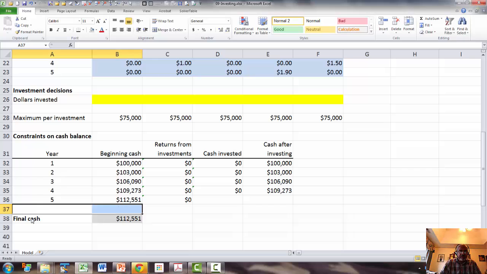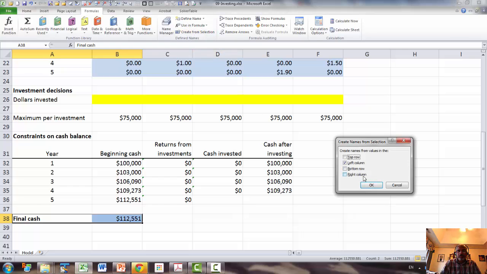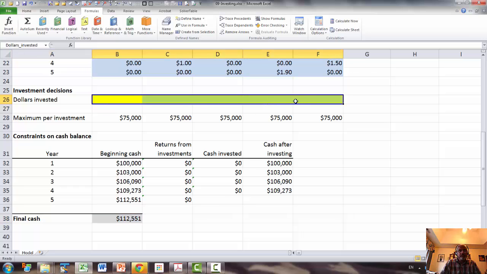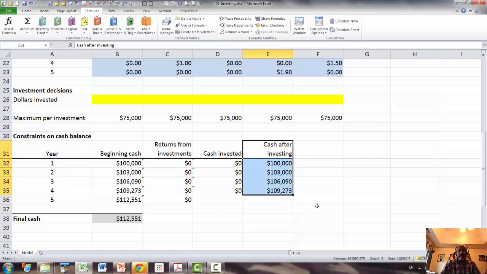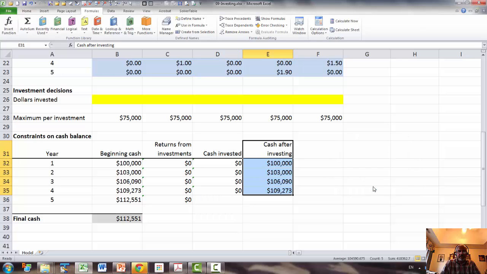Now let's give some names. So here, that's our objective function. So let's give the name there. Okay, dollars invested is already named. So now here we need to make sure that the cash after investing is not negative. It should be greater than or equal to 0. So we will give a name for that column. So we can set that up in the solver.